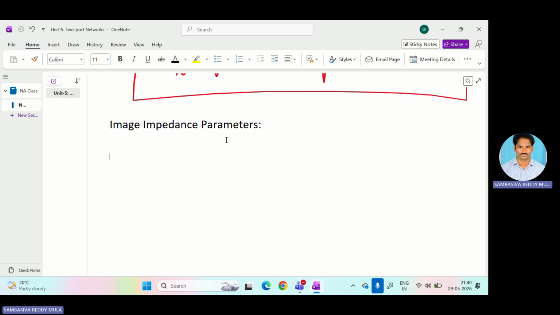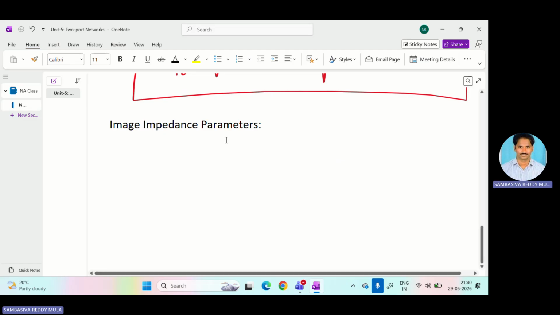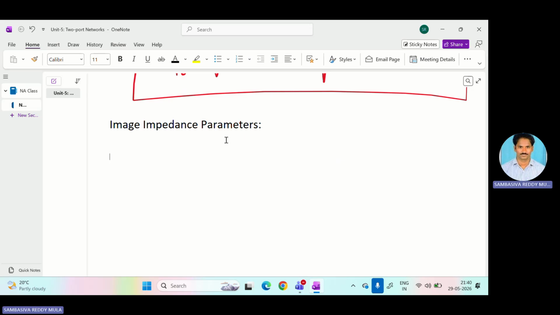such a pair of impedances that when one impedance of the pair of terminals, the output port, is terminated with the other impedance, the input impedance at the input port would be equal to the other impedance of the pair. The reverse is also true. So this pair is denoted by Zi1 and Zi2. So these are the two impedances which are imaged to each other.